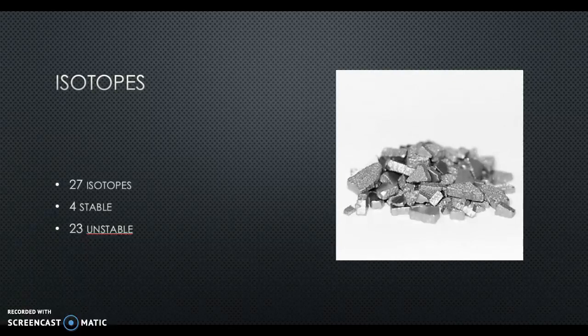Isotopes are atoms with the same number of protons, but a different number of neutrons. In other words, they have a different atomic weight. An isotope is a different form of a single element, and that depends on the weight, as said earlier. Iron has 4 stable isotopes and 23 unstable isotopes.